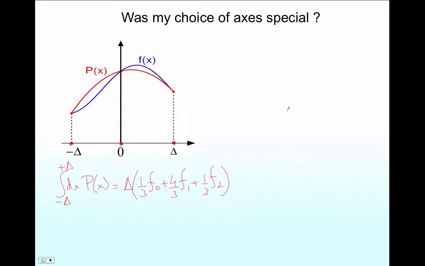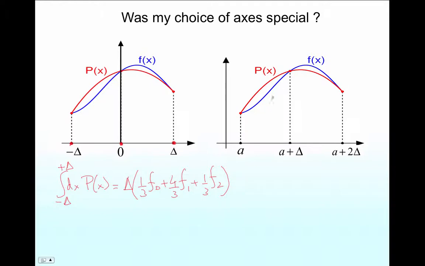But what if the curves had been shifted like this? So f of x now is at a different part of the x-axis. This point, which was at minus delta earlier, now is at a. And the question is, is this integral from a to a plus 2 delta of p of x the same as what we have on the left-hand side? And the answer is yes.